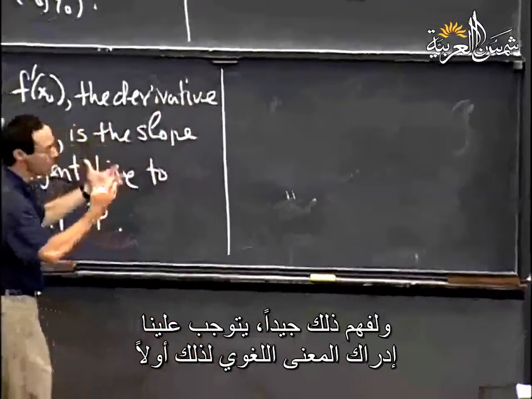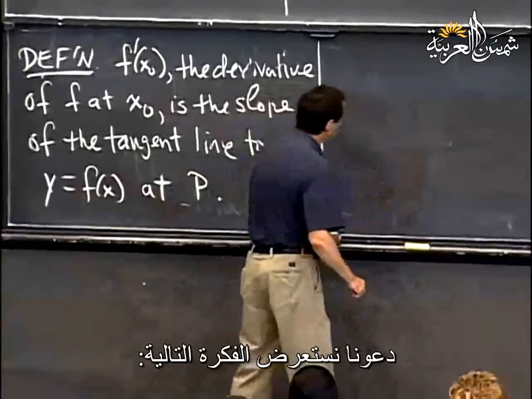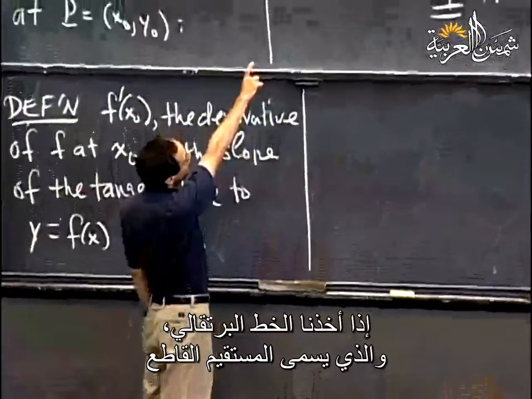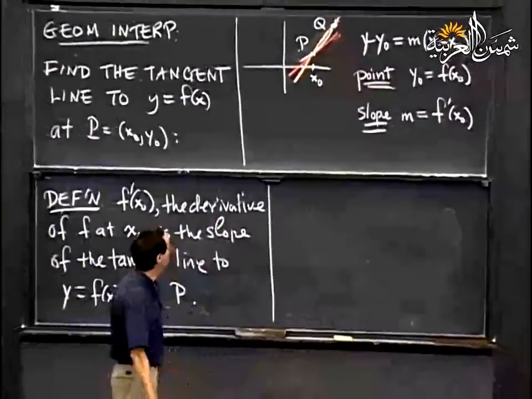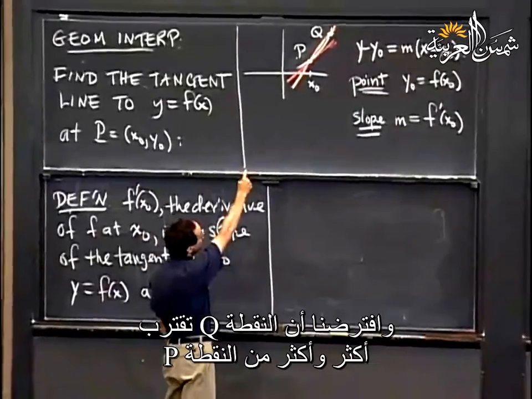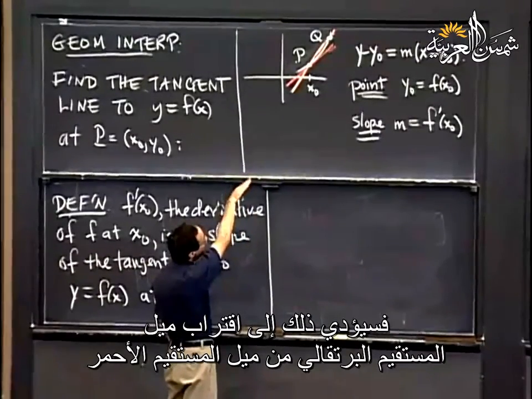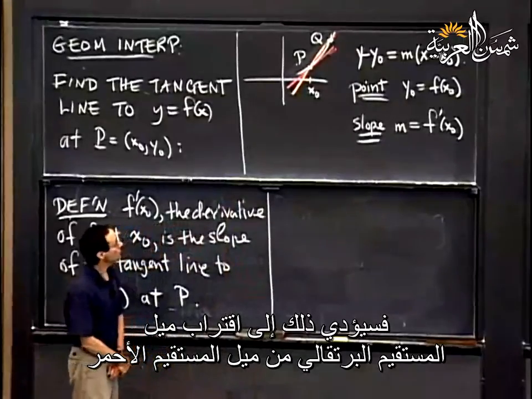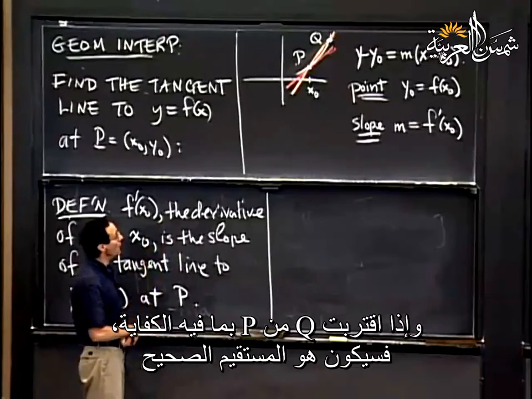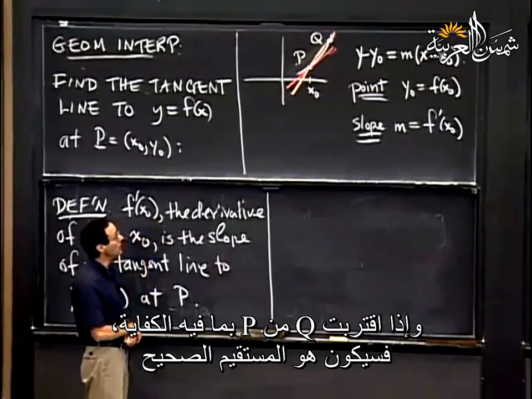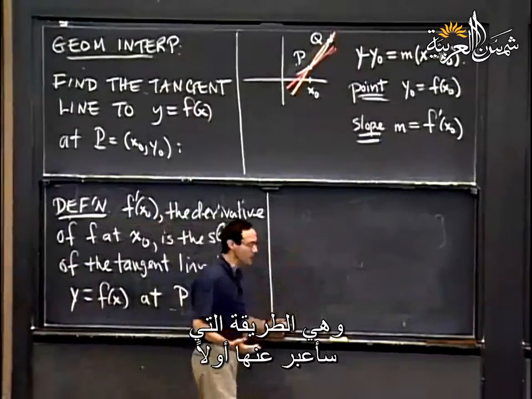So I'm going to have to somehow grasp this, and I first do it in language. And it's the following idea. If you take this orange line, which is called a secant line, and you think of the point Q getting closer and closer to P, then the slope of that line will get closer and closer to the slope of the red line. And if we draw it close enough, then that's going to be the correct line. So that's really what I did in my brain when I drew that first line. And that's the way I'm going to articulate it now.